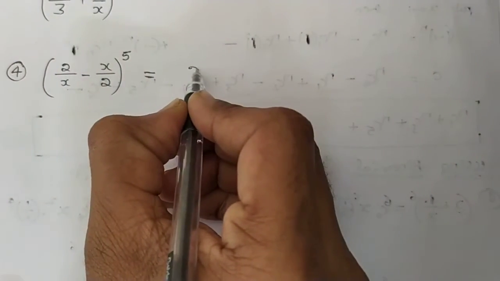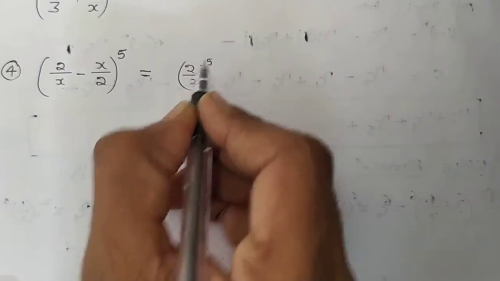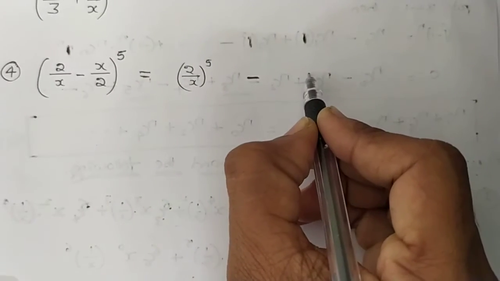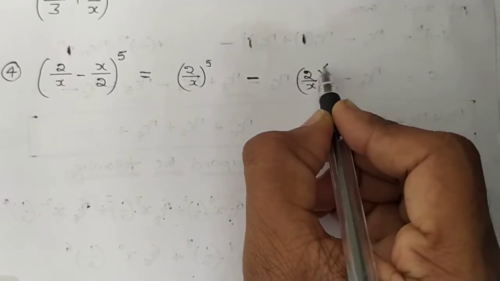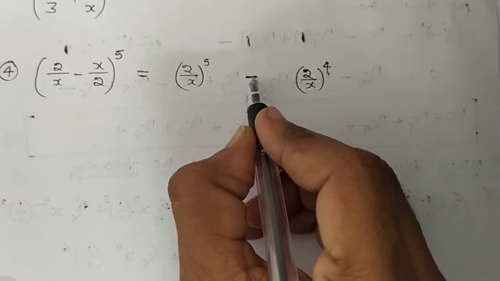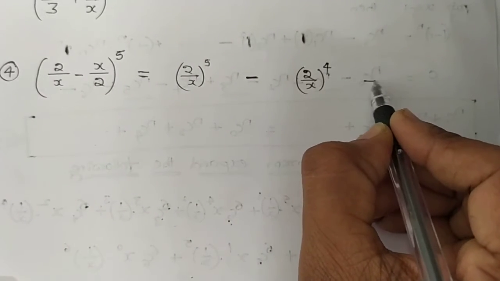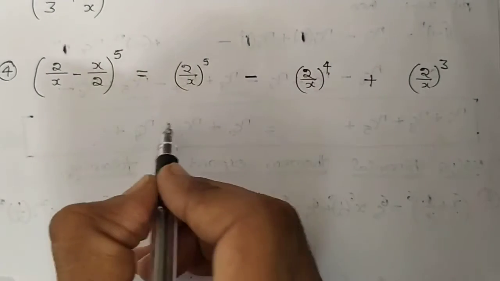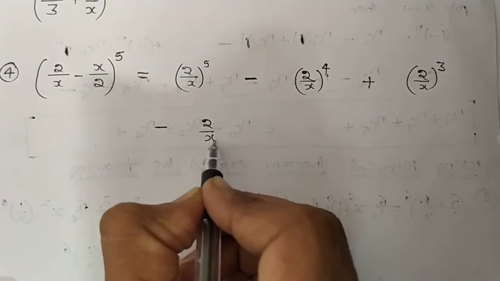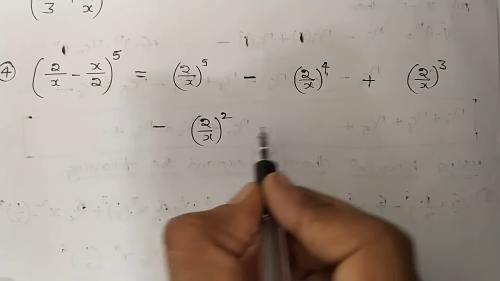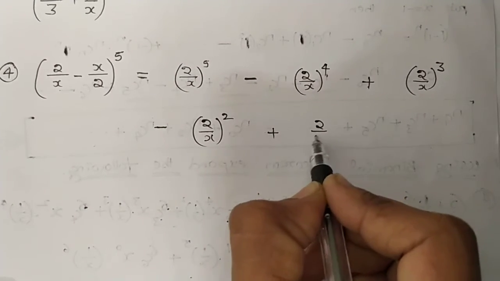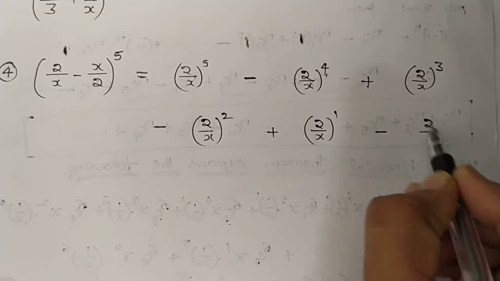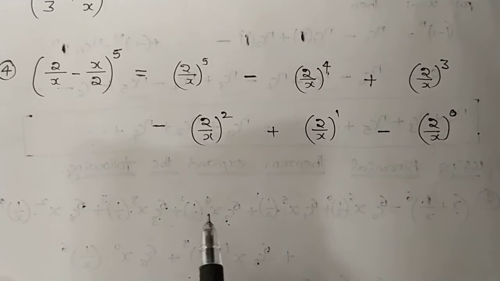2 by x whole power 5, plus, then minus, next 2 by x whole power 4, then plus, next 2 by x whole cube, then minus, 2 by x whole square, then plus, 2 by x whole power 1, then minus, 2 by x whole power 0, right?